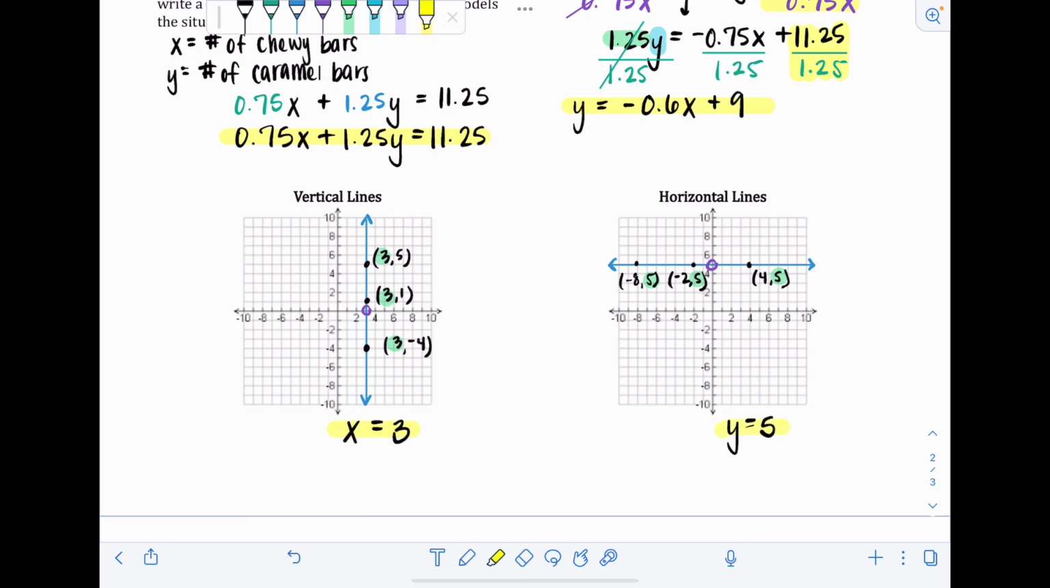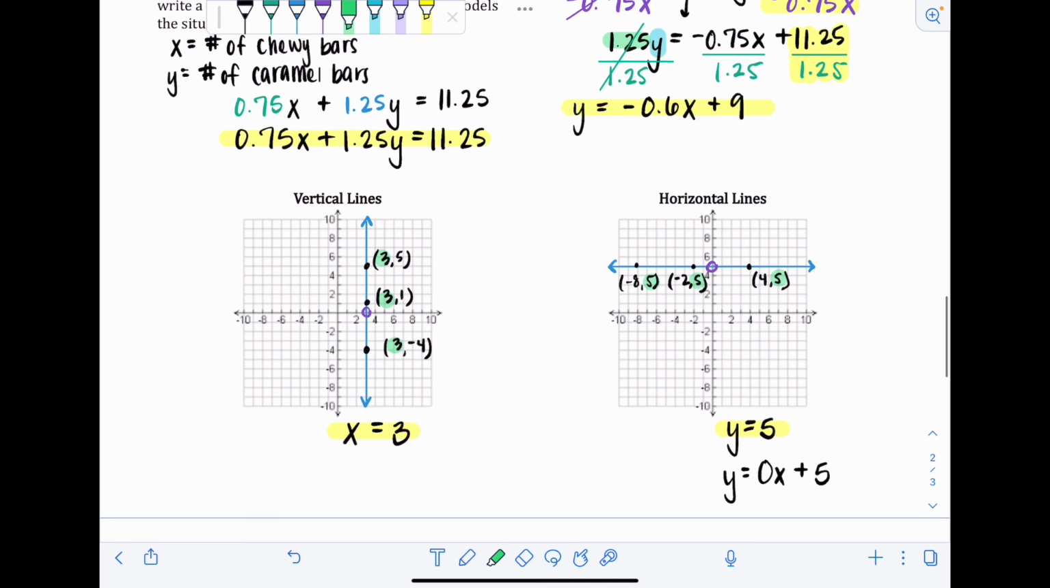And technically, horizontal lines you can write in y equals mx plus b form. It's just because it's flat, the slope is 0. So it'd be y equals 0x plus 5, and 5 is our y-intercept. But we're going to get a lot more into that in the future. For now, just know that vertical lines are x equals the number, horizontal lines are y equals the number.